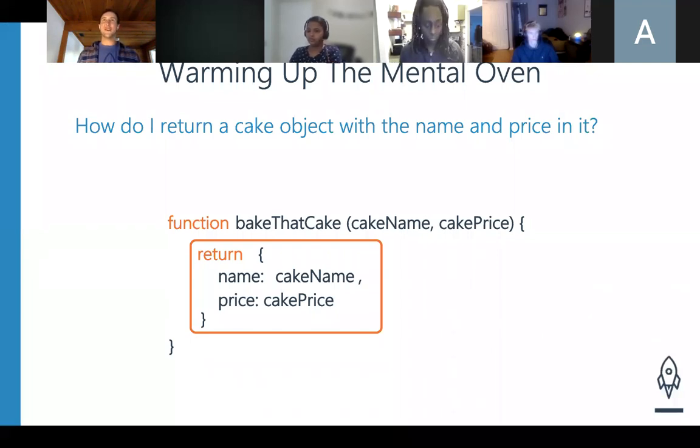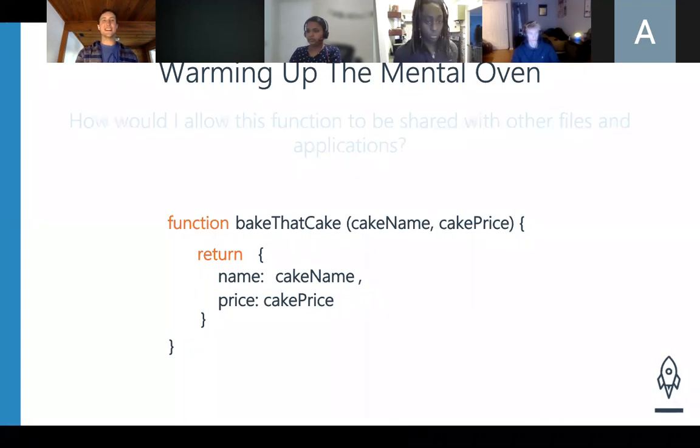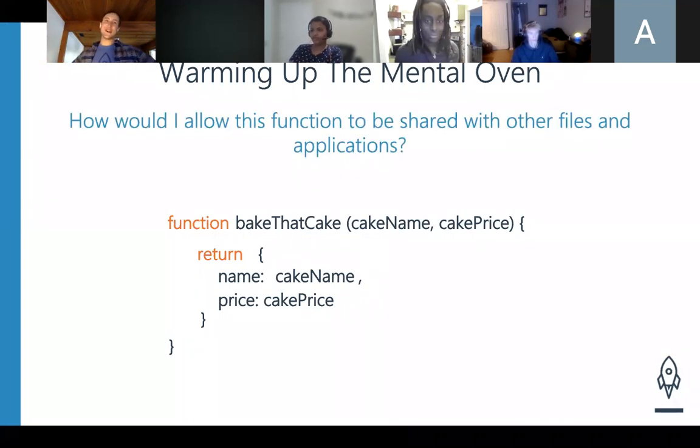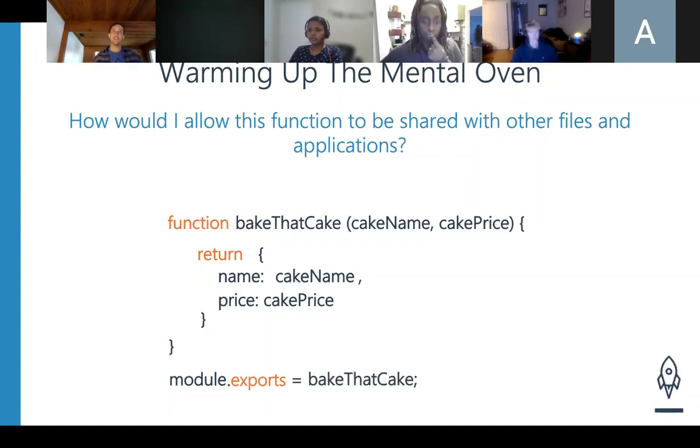All right. Y'all ready to continue? Let's keep doing it. This is going into the week that I didn't get to see you. If I wanted to allow this function to be shared with other files and applications, how would I do that? Module.exports. Very good. And then what do we do? bakeThatCake equals bakeThatCake, the function name that you want to export. In this case, we only have one function, so this works fine. Remember, you can always use curly brackets as well and build multiple exports, as you saw in the previous chapter. So awesome.